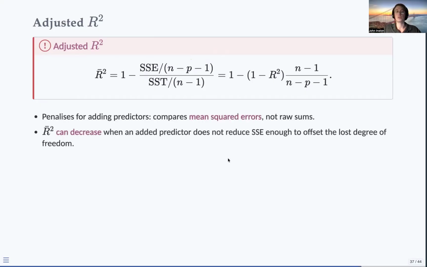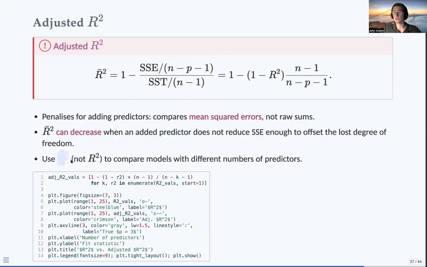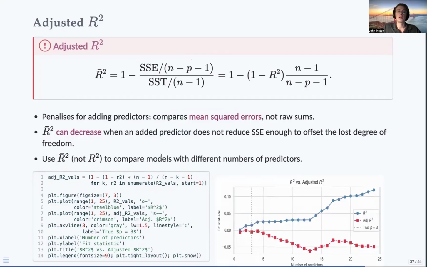It compares the mean squared errors, not the row sums, and it can decrease when this added predictor does not reduce the SSE enough to offset the loss of degree of freedom. So the point is, if we're comparing models, we much prefer to use the adjusted R squared. If, say, for example, we're considering a 3-parameter MLR versus a 2-parameter MLR, we'll always use the adjusted R squared, because it accounts for the increased parsimony of the model, and it penalizes complexity.